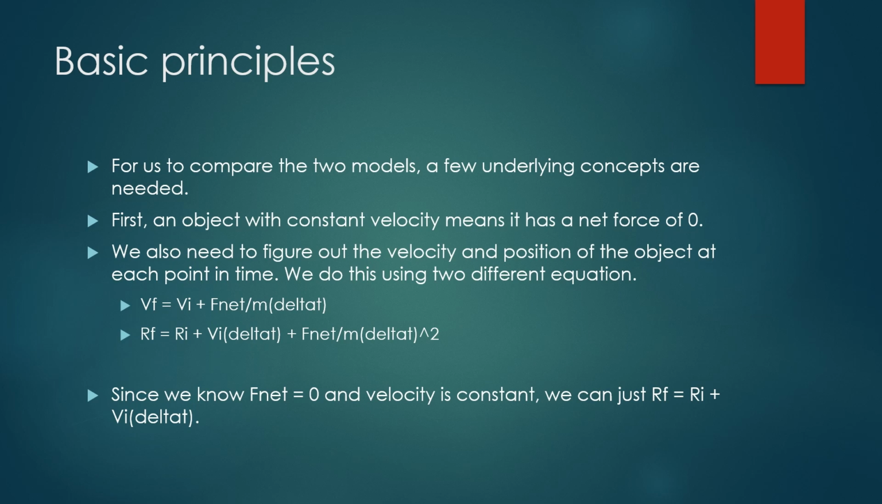Since we know the net force equals 0 and the velocity is constant, we can just use Rf equals Ri plus Vi delta t, which is the final position equals the initial position plus the initial velocity multiplied by the change in time.